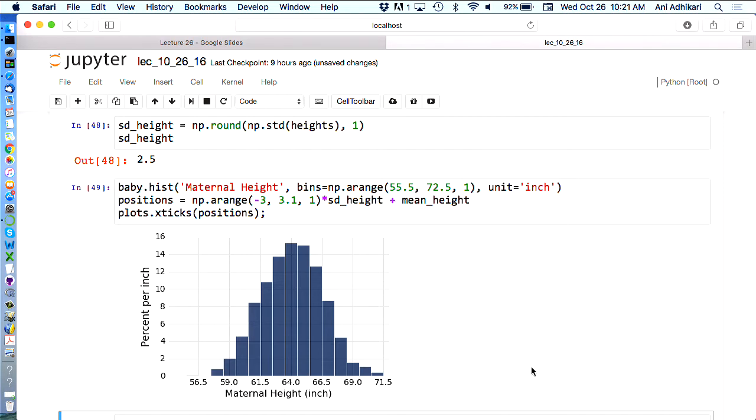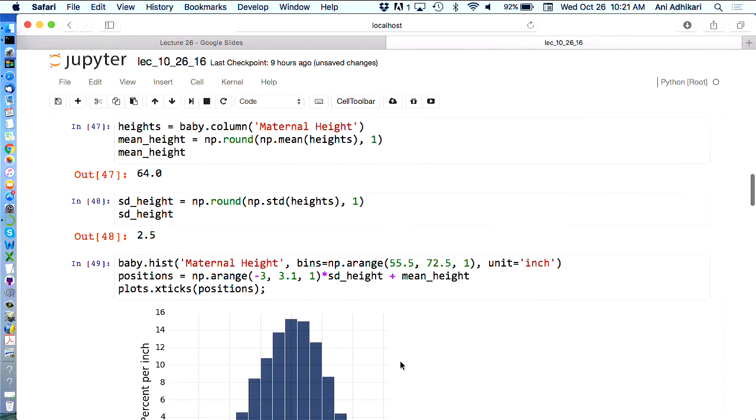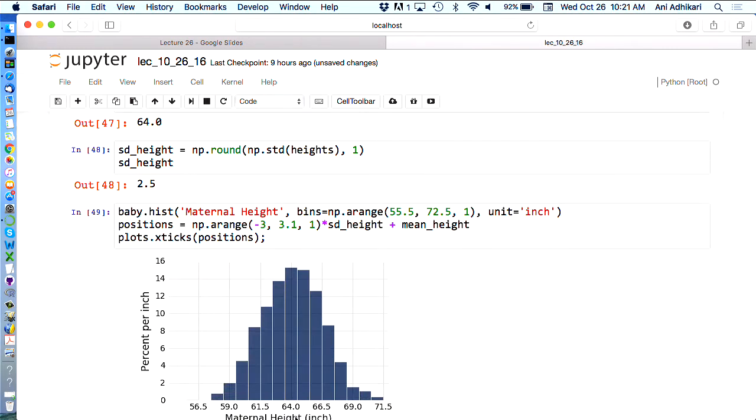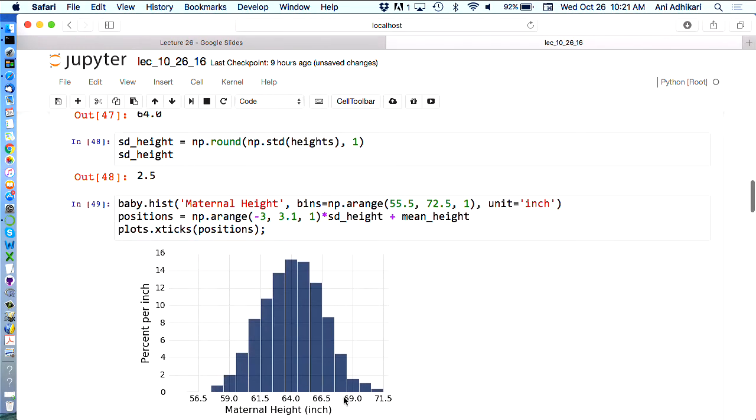All right, so let's just take a look at this. I chose this set of labels for a reason. The mean is 64, and the SD is 2.5. So, I've been saying for a little bit that we're often going to start at the mean as the origin and walk in units of SDs on either side.